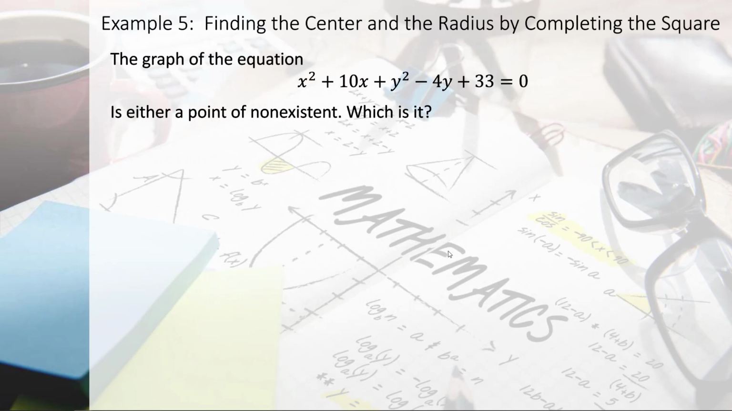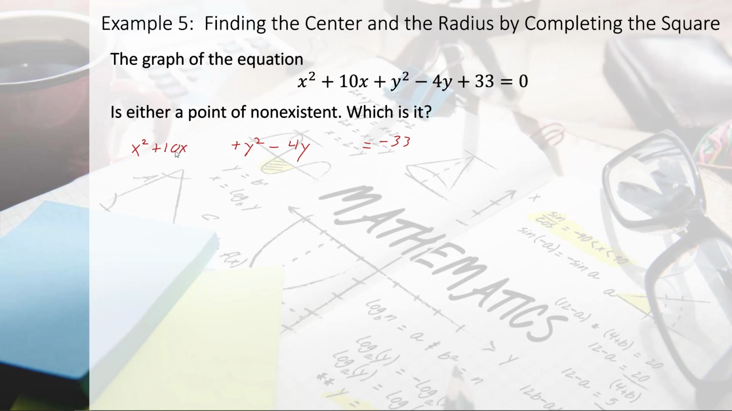Okay, so here we have an equation in general form, and we want to see if the graph here is a circle, a point, or non-existent. So let's go ahead and figure that out. To figure that out, we need to write this in center radius form, and that means completing the square. So notice here we have x squared plus 10x, give myself a little space, plus y squared minus 4y. And I'm going to bring the 33 to the other side, so that's all going to be equal to negative 33.